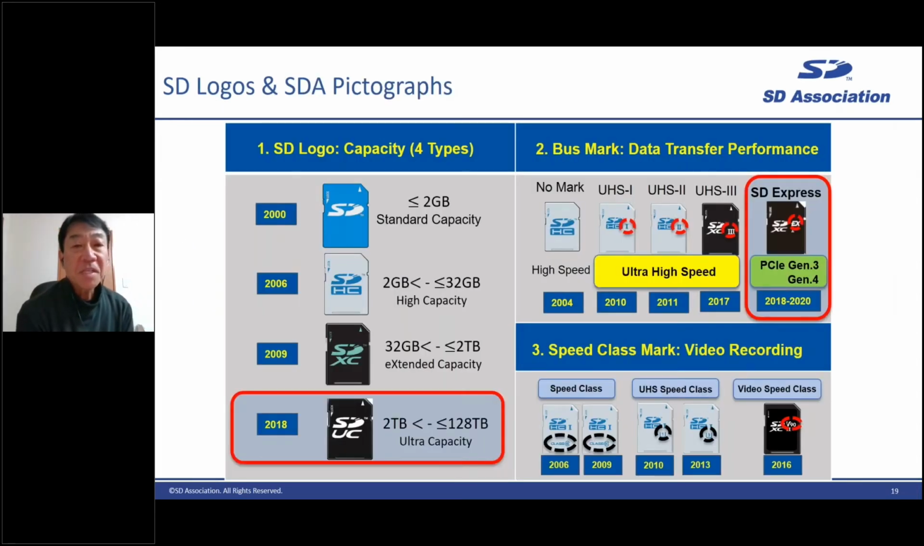Yes, this is just the logo introduction, and logos are by capacity and the bus mark, which is at the very end of the right side. We have a new SD Express mark besides Gen 3 and 4 adapted. And the speed class is the very conventional one. It is now migrating from conventional speed class to the video speed class, supporting up to 8K ultra HD video recording purposes. Next page, please.